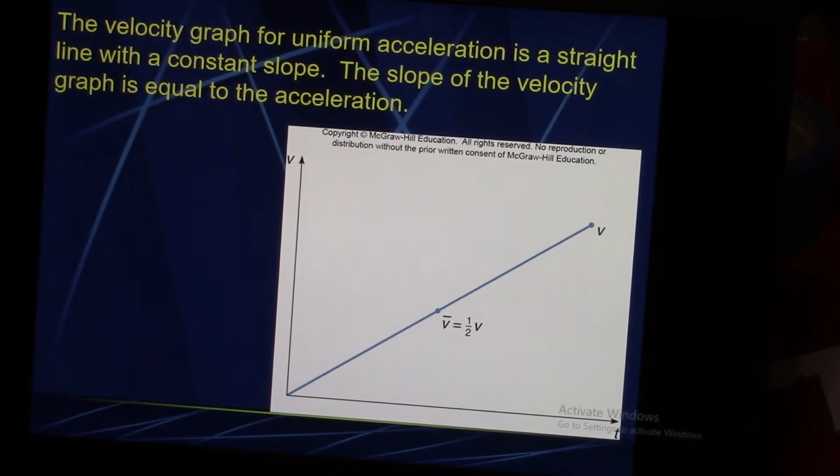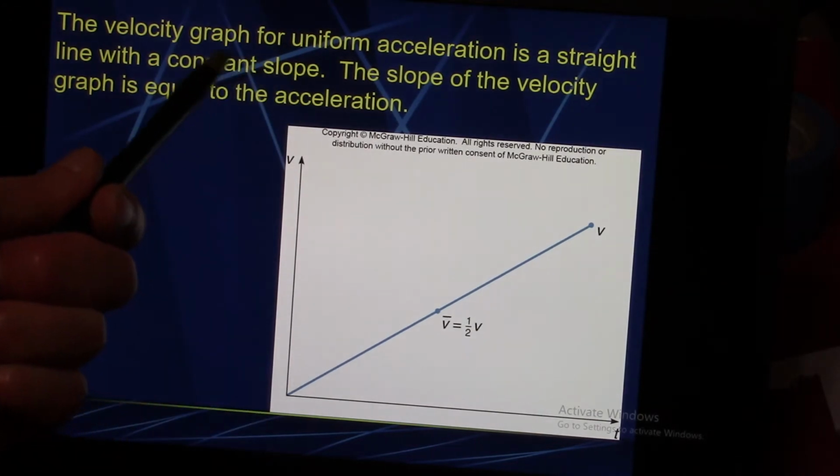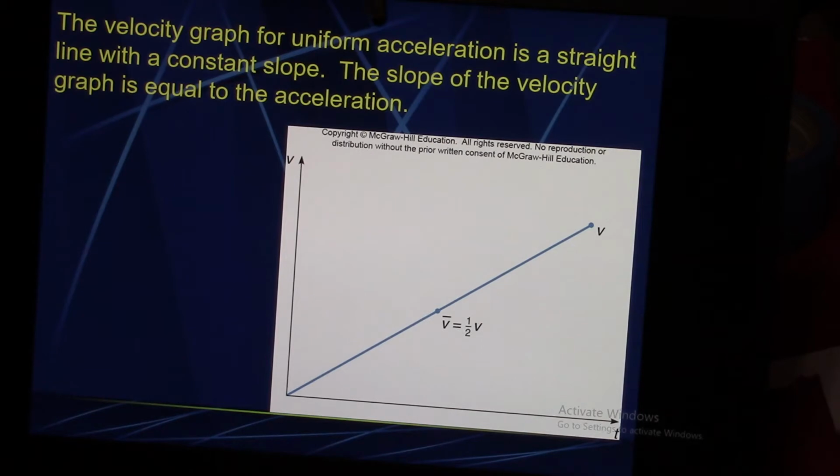So now, the velocity graph for uniform acceleration is a straight line with a constant slope. The slope of the velocity graph is equal to the acceleration.